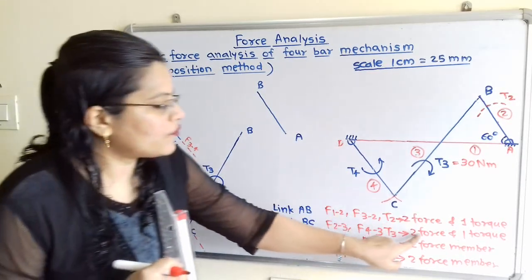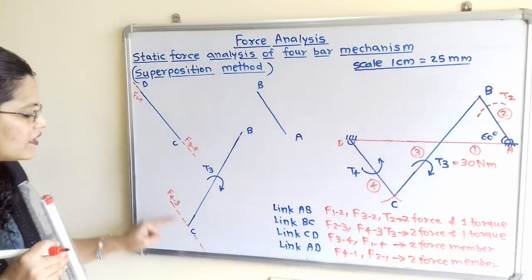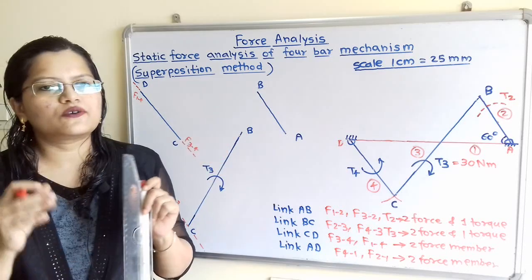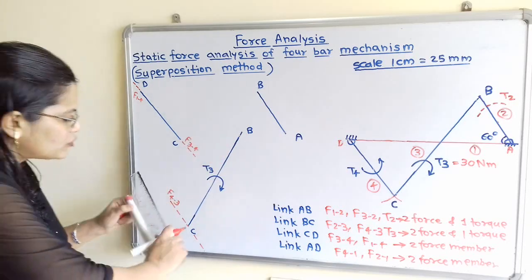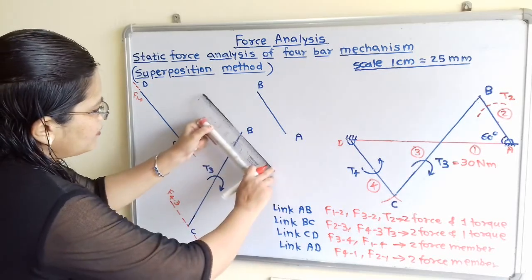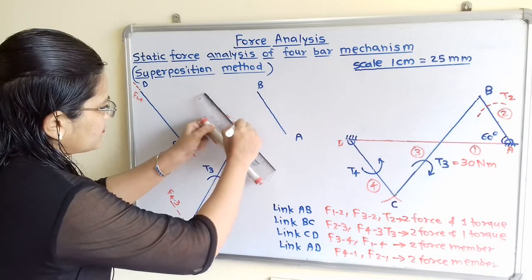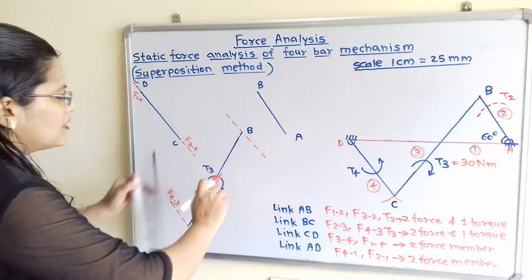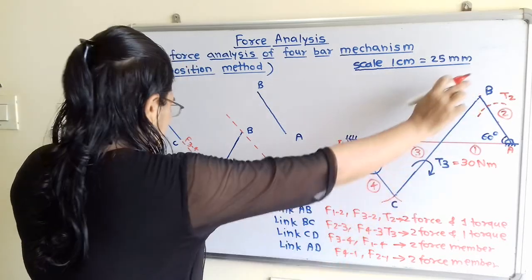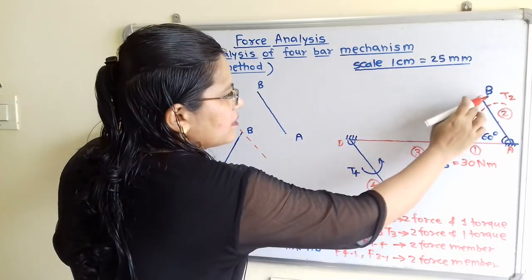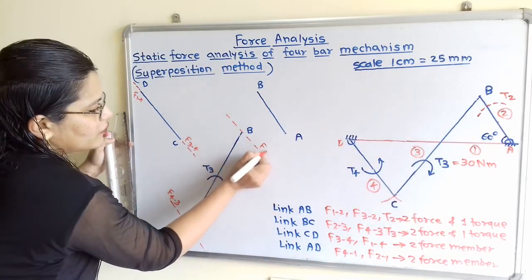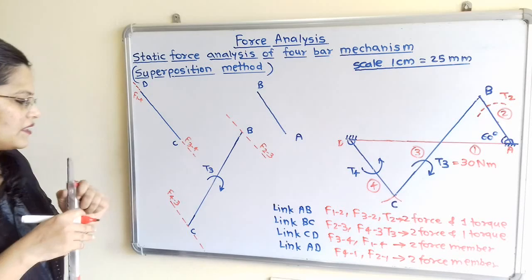Now for the 2 force and 1 torque member, the forces passing through the end points are parallel to each other. So we have to show here the same line of action of force. So I will draw line parallel to this. Now which force is there? So if we observe this point B for this link BC, then through this point B, F of 2 to 3. So this is the line of action of force F of 2 to 3.